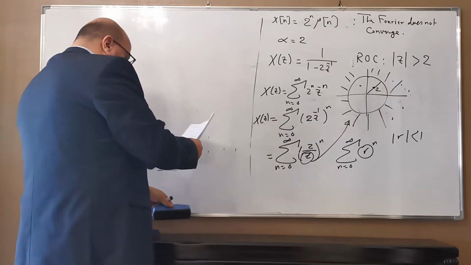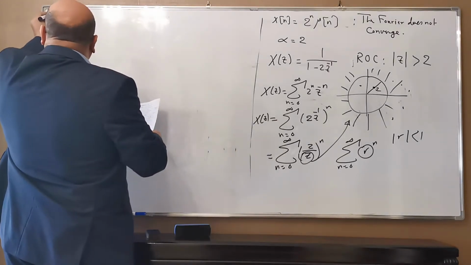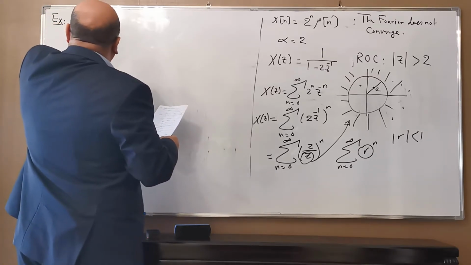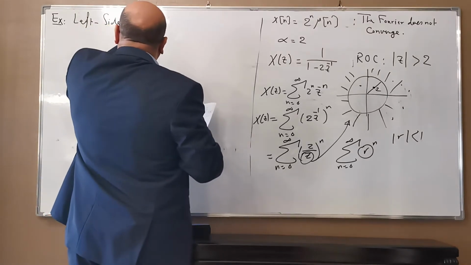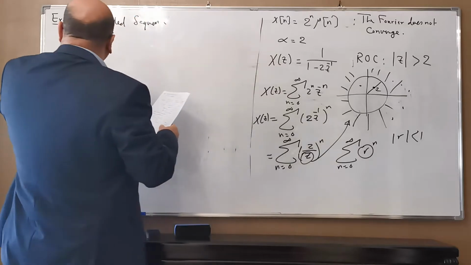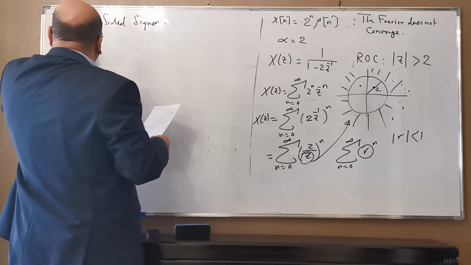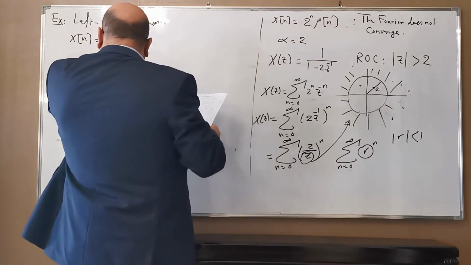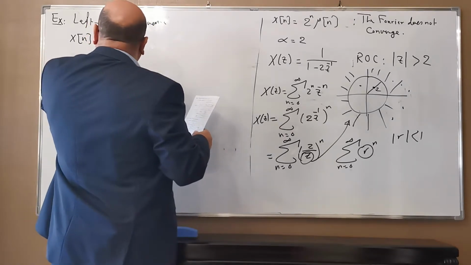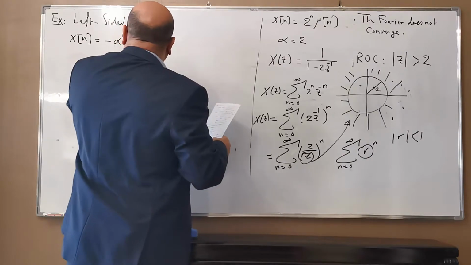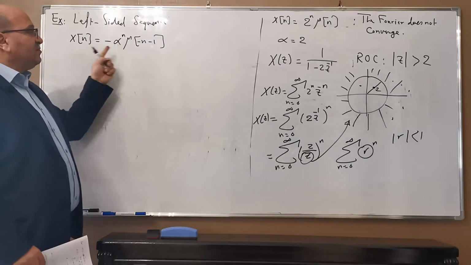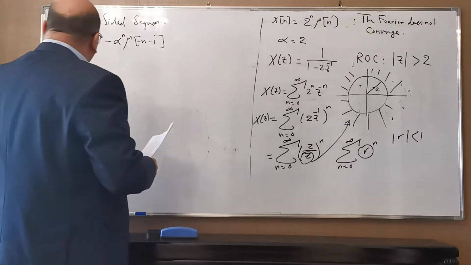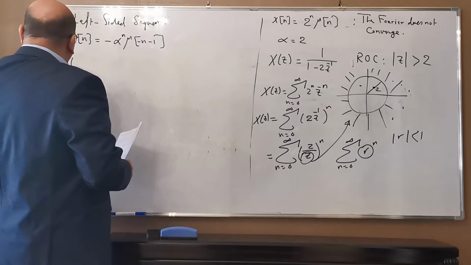I'm going to take another example, which is the left-sided sequence. I'm going to take a special sequence here, x of n equals minus alpha to the power n, u of minus n minus 1. This sequence starts from minus infinity up to minus 1, and it has the value minus alpha to the power n, and I need to find x of z for this sequence.